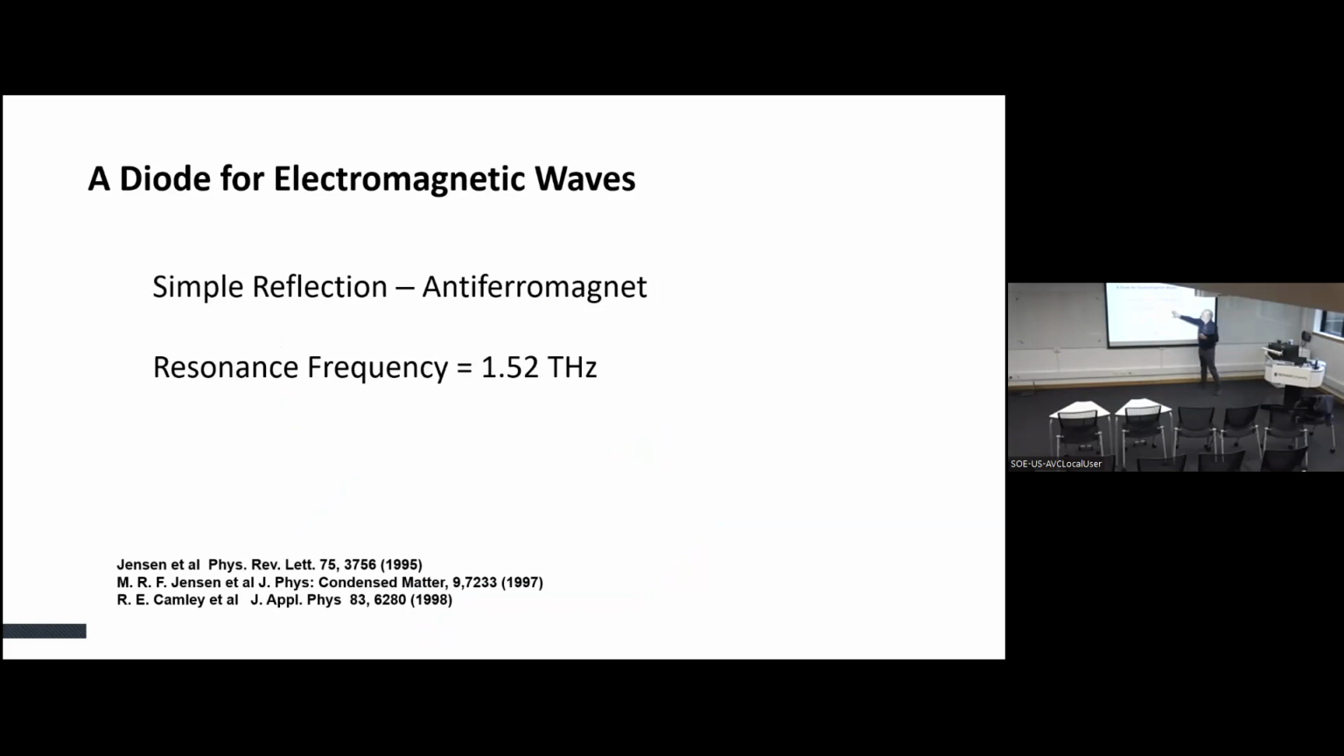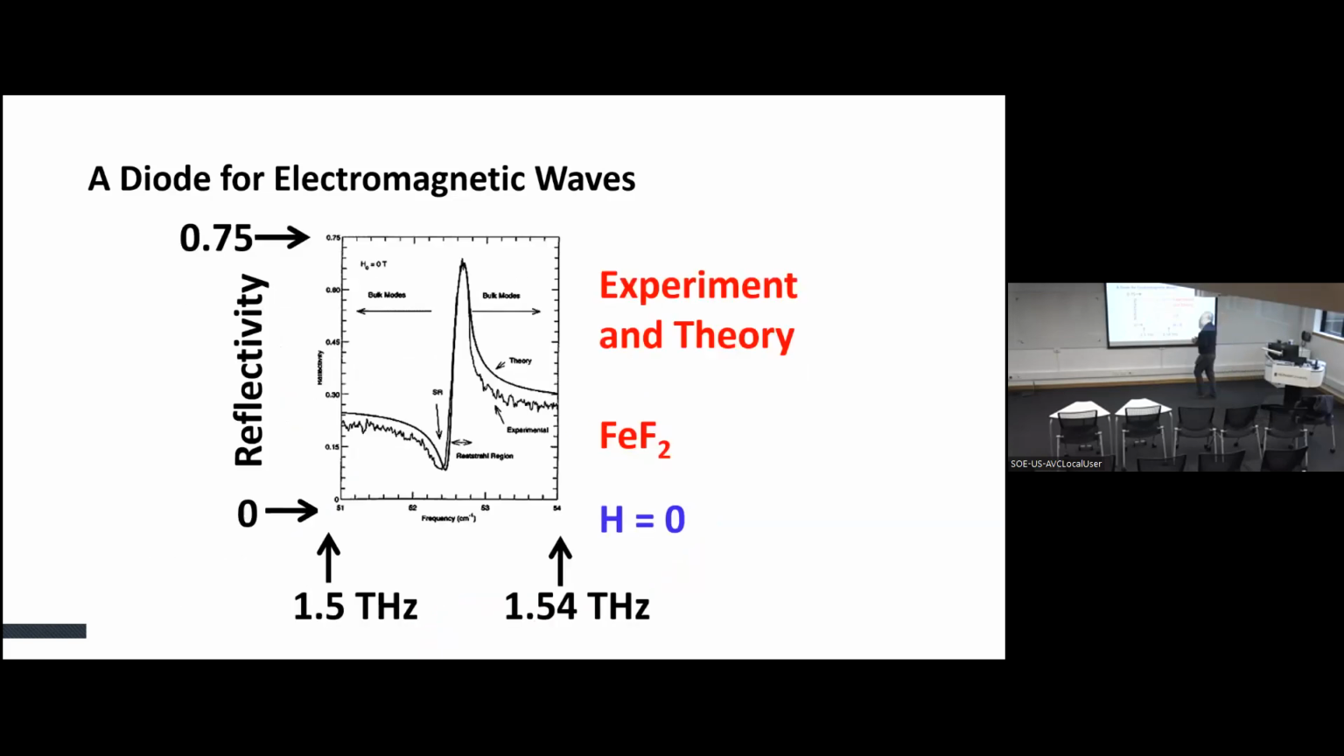Okay, the resonance frequency, if you have no magnetic field, remember I said you do need, in this case, a field, is 1.52. And here is, I know these numbers here are really small, so I have to write them big for you. Here's the reflectivity here. This is no reflectivity. Here's 75% reflectivity. Here is frequency, 1.5 to 1.54. And again, with no magnetic field, you get a nice signature of a resonance in the reflectivity, meaning a lot of reflectivity at this frequency and relatively little there.